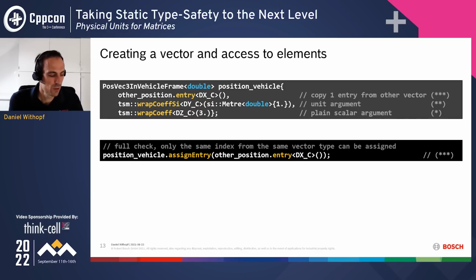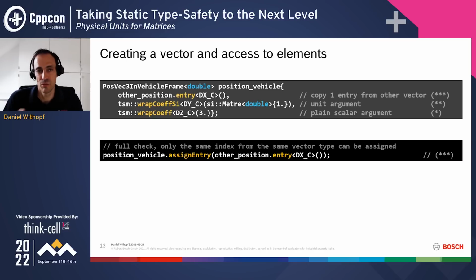Now, in addition to the construction of a vector, there's also the possibility to read and write from existing vectors. So again, we have 3 different versions. The first one is the most type-safe one. In this example, we're calling the entry method to read from one vector. We've seen that before in the construction. And then we call the assign entry method to assign this entry to the exact same entry in the vector where we're calling assign entry on.